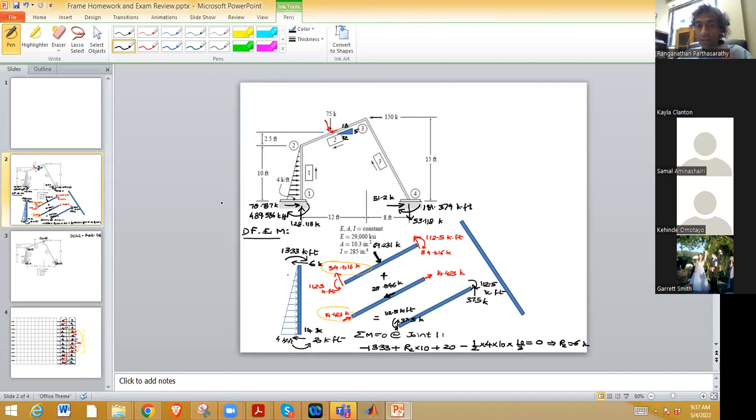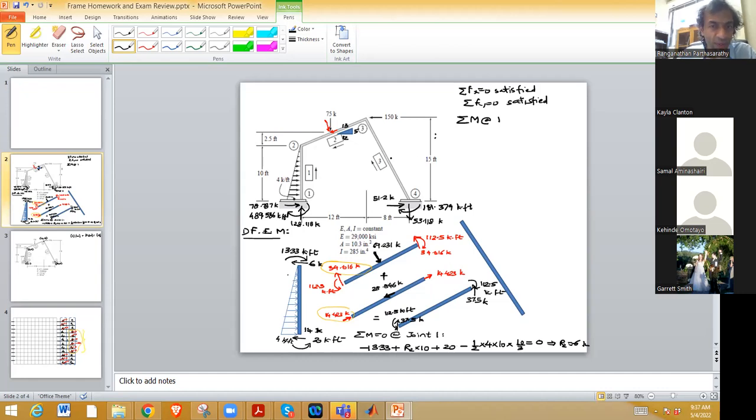Okay, now let's check moment balance. So we will write here sigma fx is 0 is satisfied. Sigma fy is 0 is satisfied. And sigma m at, let's check joint 1.